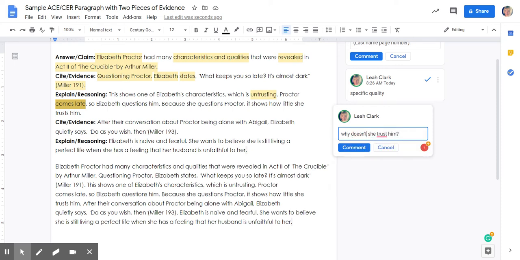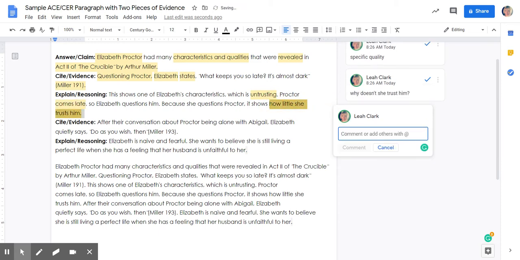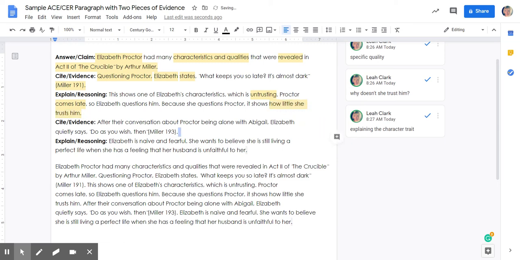Okay, why doesn't she trust him? Because he's showing up late. Because she questions Proctor, it shows how little she trusts him. Again, this is explaining the character trait, okay, explaining that character trait. Again, this person does a really nice job as well of using a complex sentence. We have dependent clause followed by independent clause, just something that really adds a lot of depth to the paragraph.